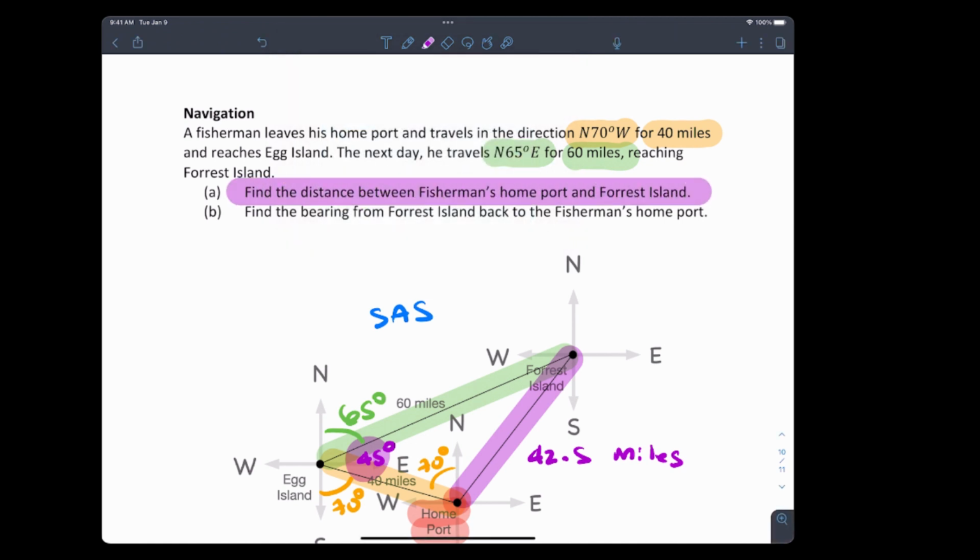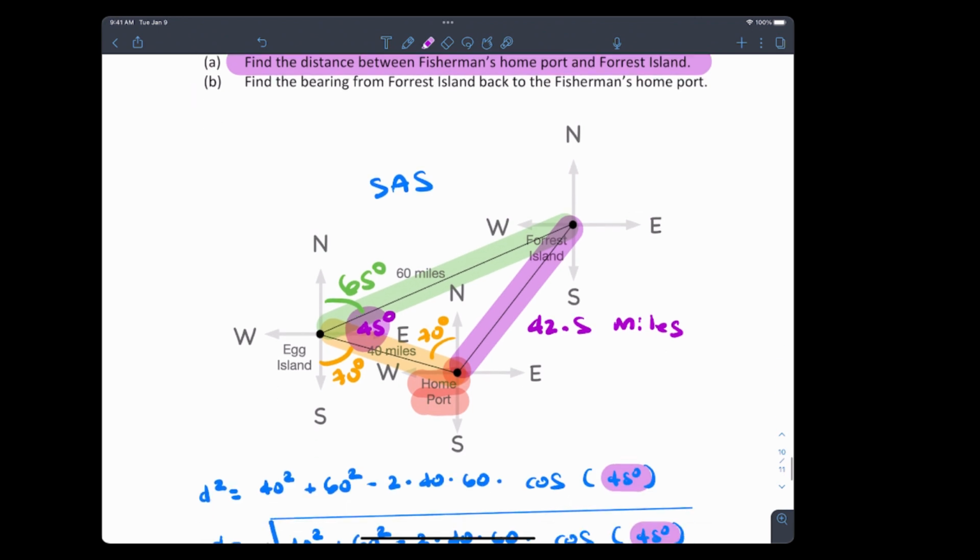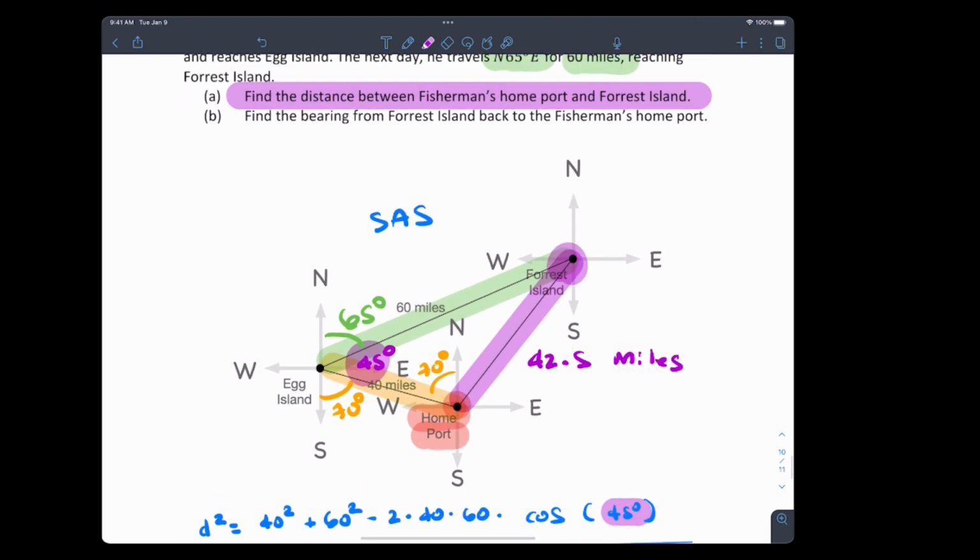And now you might say, okay, they want to know what the bearing is. How do you get back to the home port, right? Because you were at Forest Island over here, and you got to get home. You got to navigate home. That's an extremely important thing to do, be able to get back home. So you got to navigate.